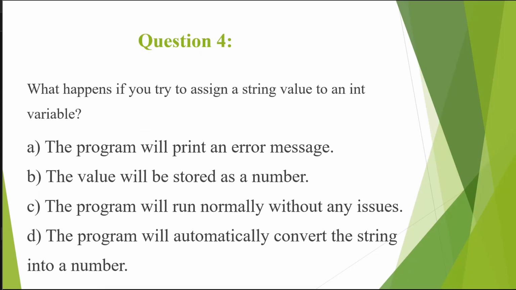What happens if you try to assign a string value to an int variable? The option A is the program will print an error message. Option B is the value will be stored as a number. Option C is the program will run normally without any issues. And option D is the program will automatically convert the string into a number.